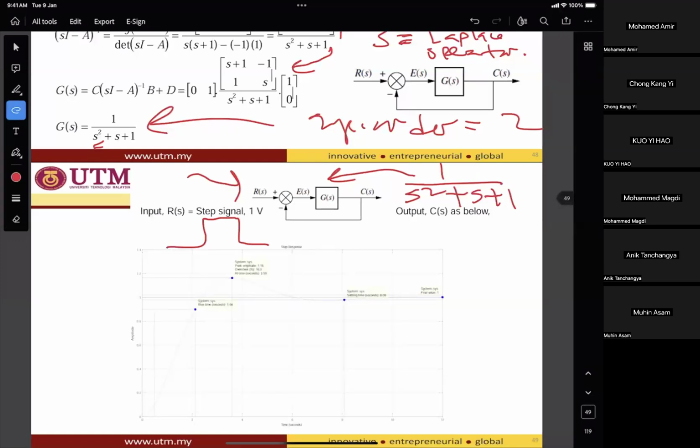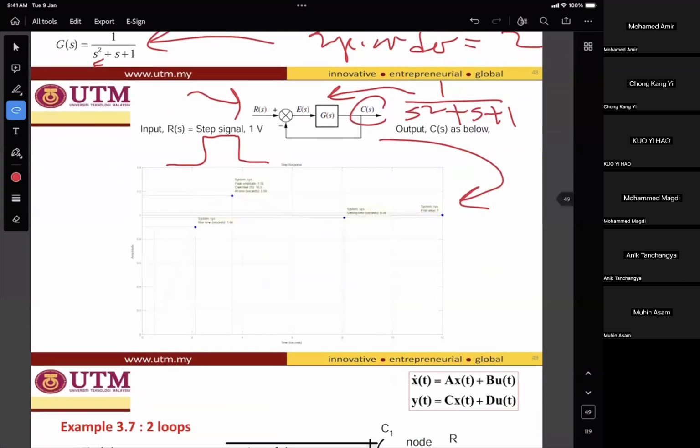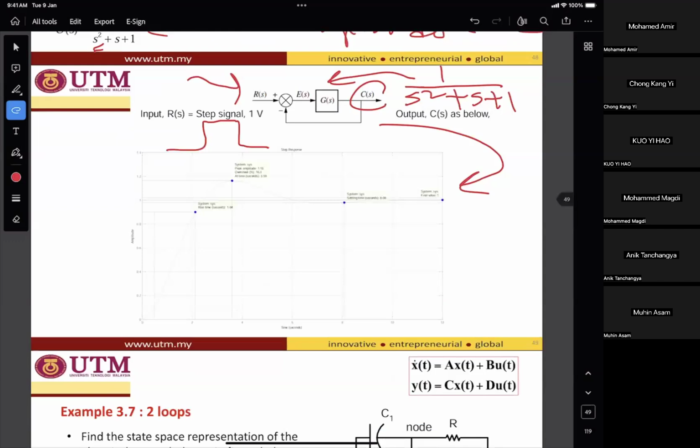Yes. So you will get the output C(s) as shown here. I cannot show it here because my MATLAB has a license problem from EDM. Later I will show you.